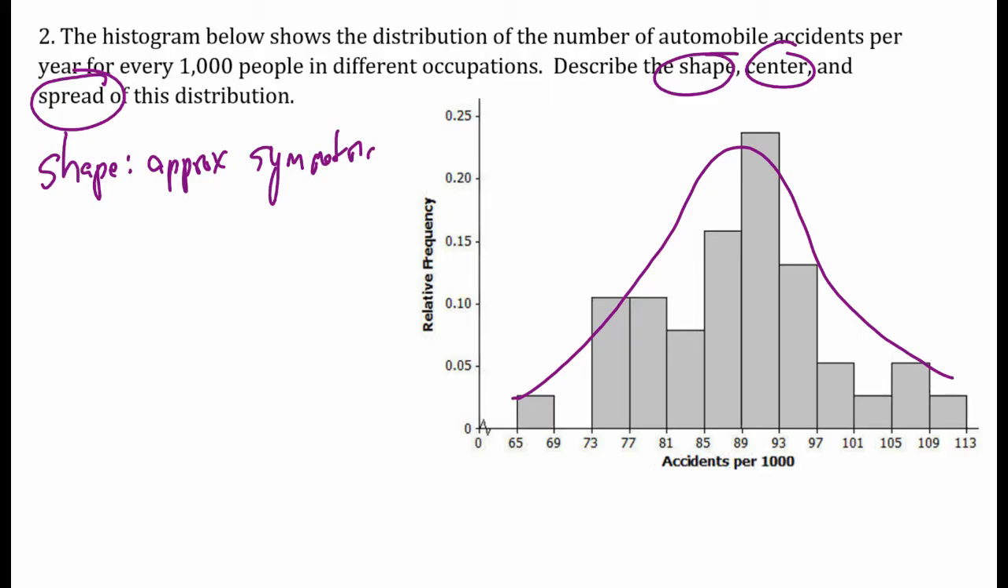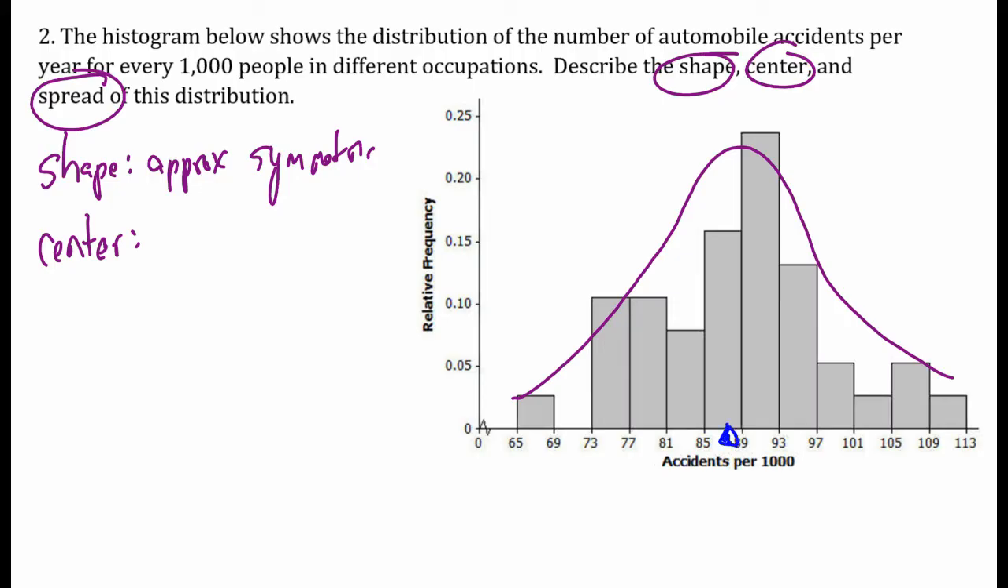I didn't see any major skew going on there. Describe the center. The center of the distribution is important because that tells us the typical. What's the average? What's the typical number that represents this entire distribution? So the average is the balancing point. It's going to be towards the middle.